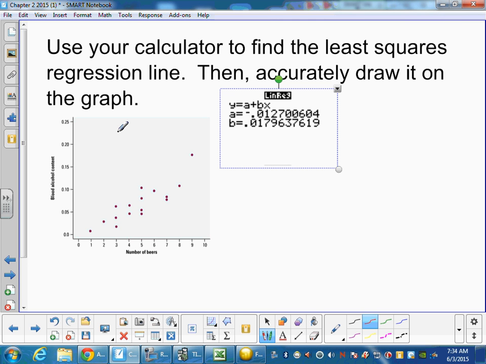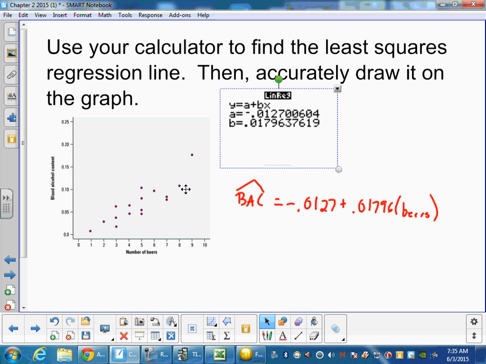So now to write your least squares regression line, blood alcohol content is our y value, and we put a little hat above that, because we're predicting our blood alcohol content. And that's going to equal negative 0.0127 plus our slope, which is b, 0.01796 times our x value, which is, let's just call it beers. And that's how we find your least squares regression line with a calculator.